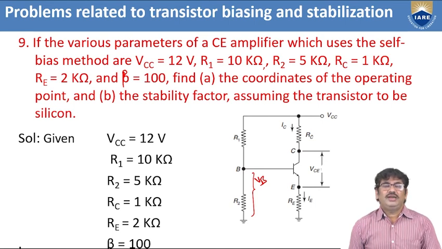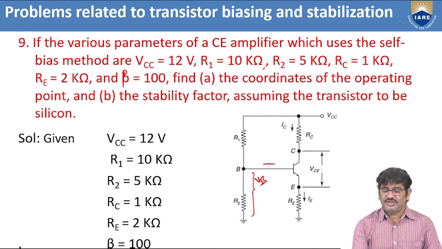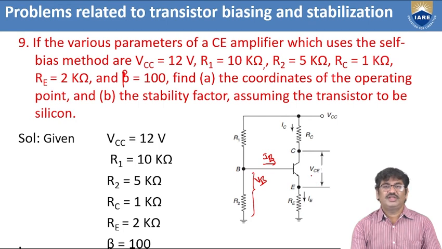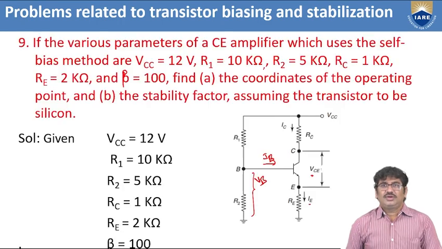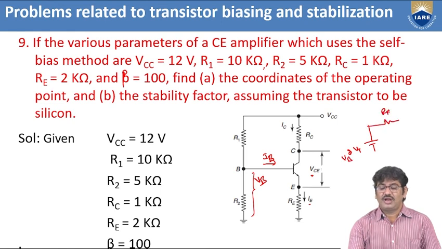We need to find the coordinates of the operating point. So for that, first we will find out IB. From IB to IC, then we will find out VC. For that, we need to find out IE also. So the equivalent circuit at the input, we can replace with the Thevenin's equivalent voltage, which is VT or VB, connected in series to RB or RT, connected to the transistor input circuit.